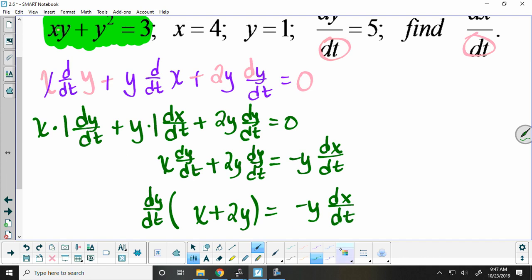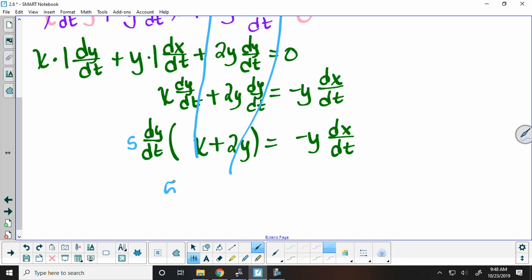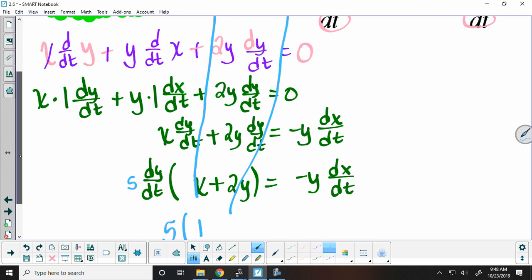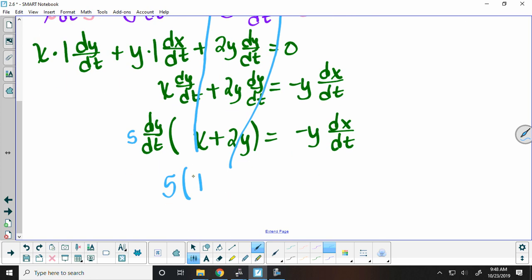What did they give us? They told us x is 4, so it's going to come down to that x. They told us y is 1, so it's going to come down to that y. And they told us dy over dt is 5. All right, 4 and 1. So here we go. So this is going to be 5 times, was it 1? I've forgotten already. 4. So 4 plus 2 times 1 is equal.